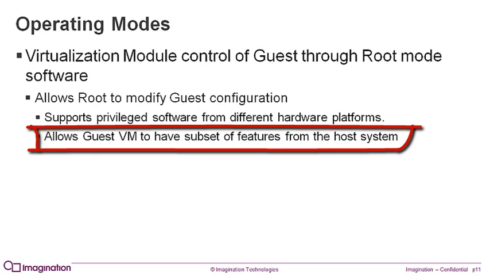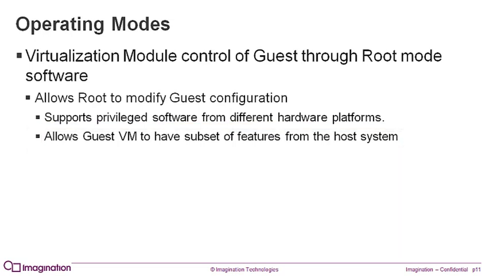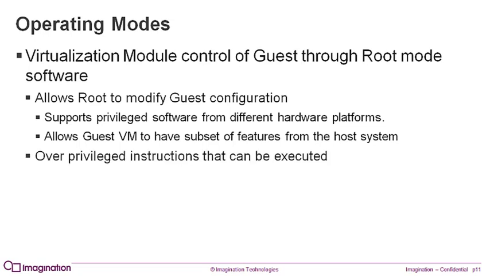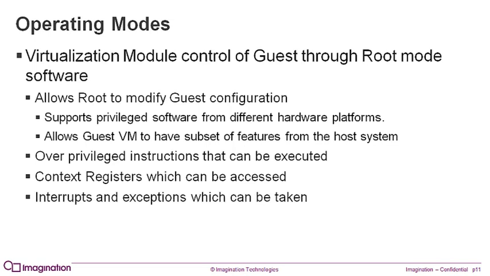For example, if the host machine has an FPU, the hypervisor can program the guest config FP field to not have an FPU. The virtualization module provides root mode software with controls over the privileged instructions that can be executed, the CP0 context registers which can be accessed, and the interrupts and exceptions which can be taken when in guest mode. There will be more on this in upcoming sections.